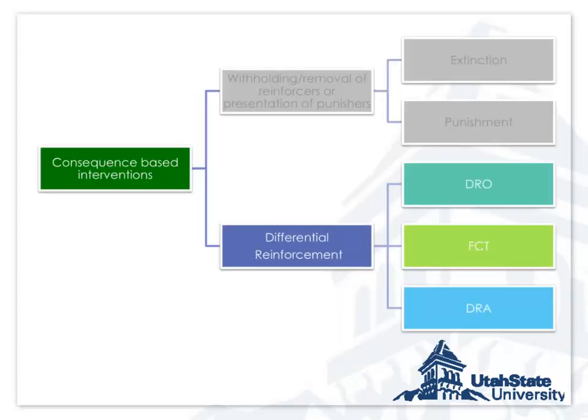Interventions based on differential reinforcement, such as differential reinforcement of alternative behaviors, DRA, differential reinforcement of incompatible behaviors, DRI, or differential reinforcement of other behaviors, or DRO, are amongst the most widely used and effective procedures. Next, we will review procedures based on differential reinforcement of alternative behaviors, functional communication training, and differential reinforcement of other behaviors.